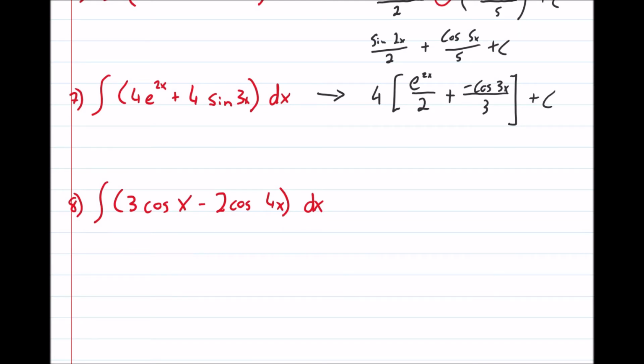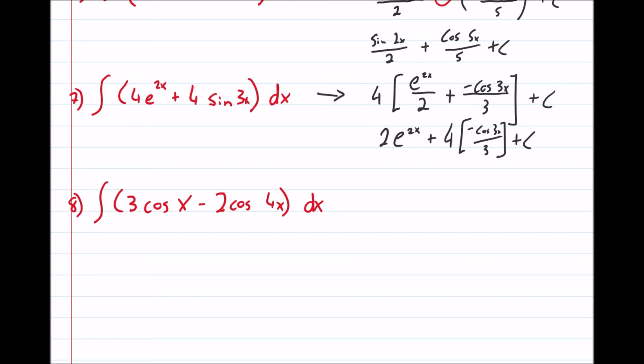Personally, I'd leave it like that. The back of the book says this. They simplified a bit more. Personally, I like it like that, but the back of the book did this. It multiplied the 4 by the e to the 2x, and it got 2e to the 2x, and then plus, and I brought the 4 out here, minus cos 3x over 3, close the bracket, plus c. So it basically took this on its own, and then it had the 4 and in brackets minus cos 3x over 3. That's the way the back of the book says it. Personally, though, I think this is nicer. So I would leave it like that.